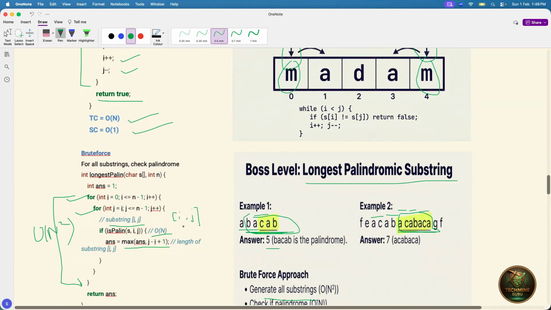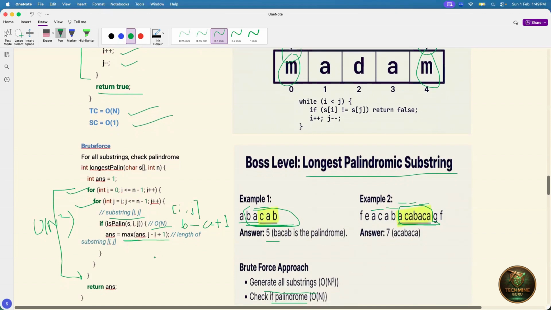So this, we have already learned in all our previous classes. This is like b minus a plus 1. That's why the length will be given by j minus i plus 1. And we have to maximize the length so that we get the longest palindrome. That's why I have used this max function, which will tell us whether the current substring length is maximum or not. So this is the brute force approach.